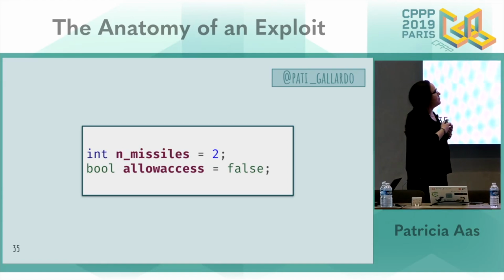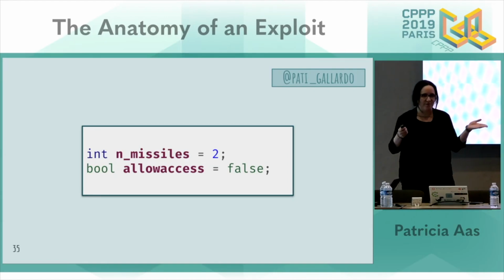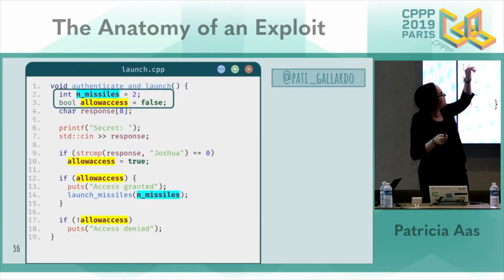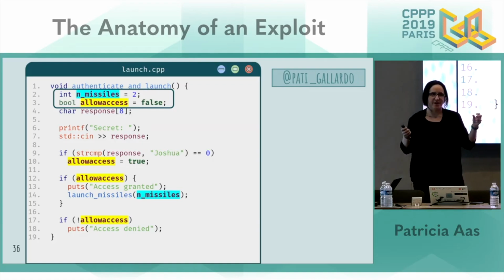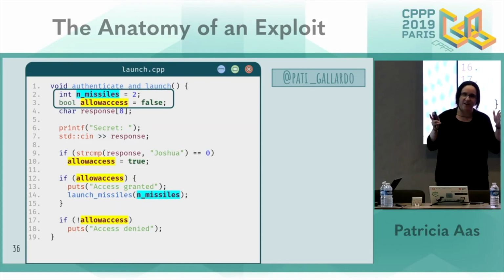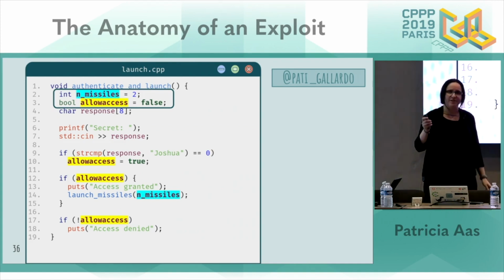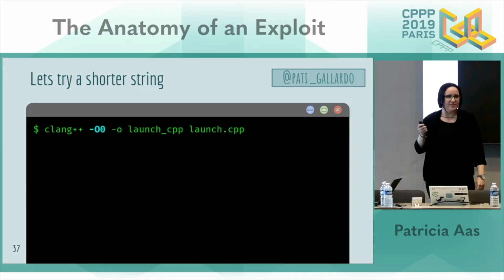So end missiles is hard-coded to 2. Allow access is set to false by default. And they're right here. So if we have the stack allocated array that is 8 bytes, and then we have these two variables, maybe if we just have a little bit of a longer string than our character buffer, then maybe we're able to overwrite those.